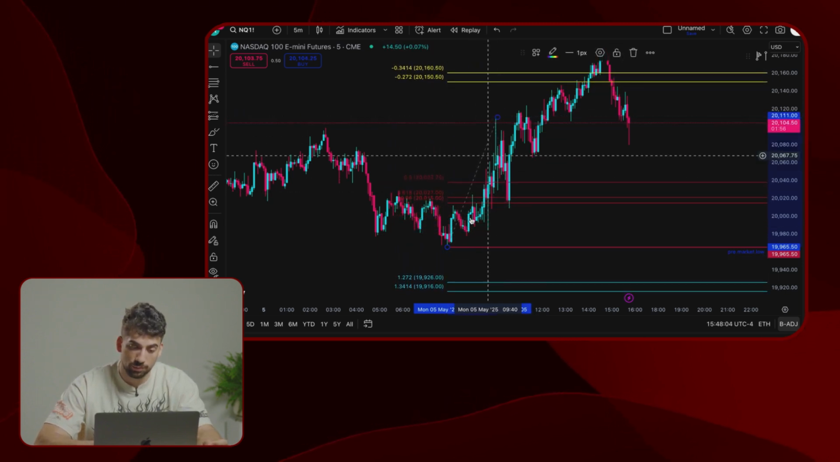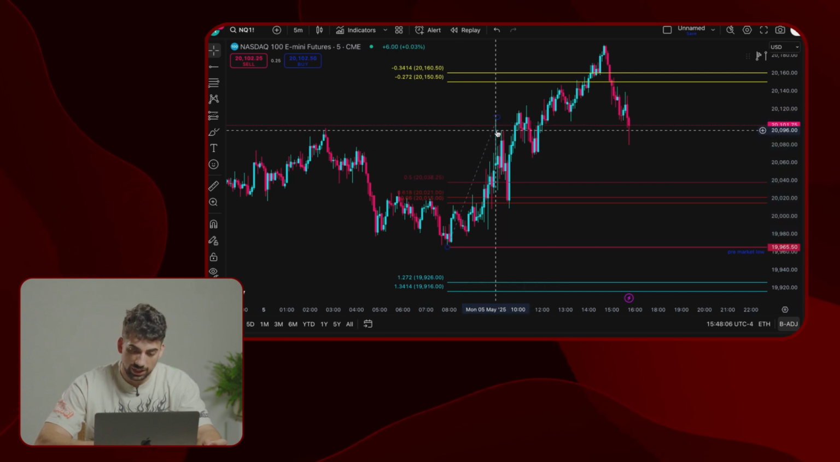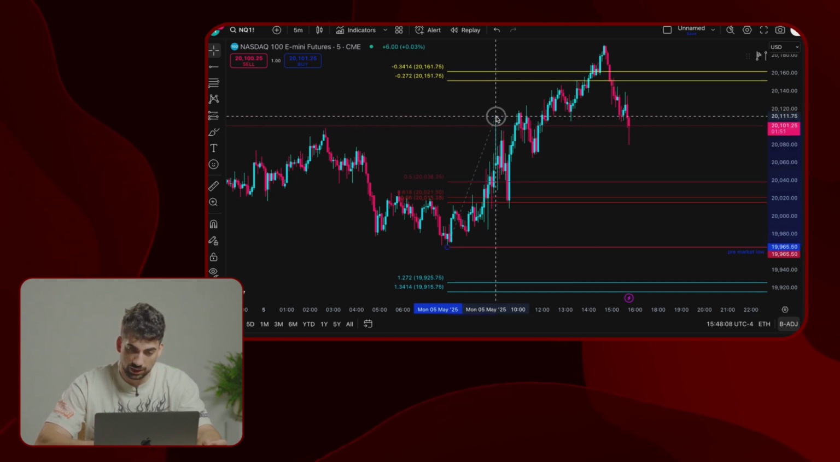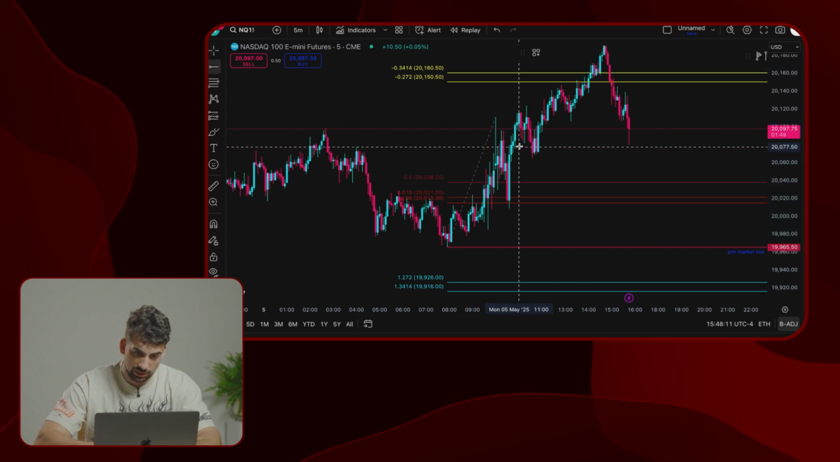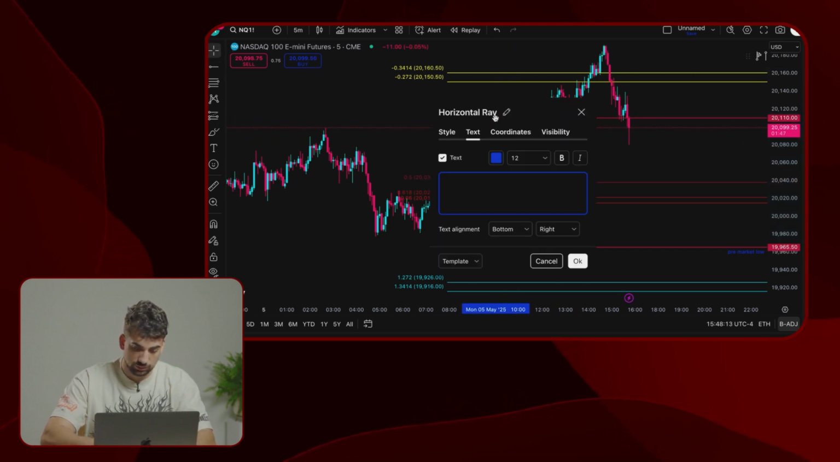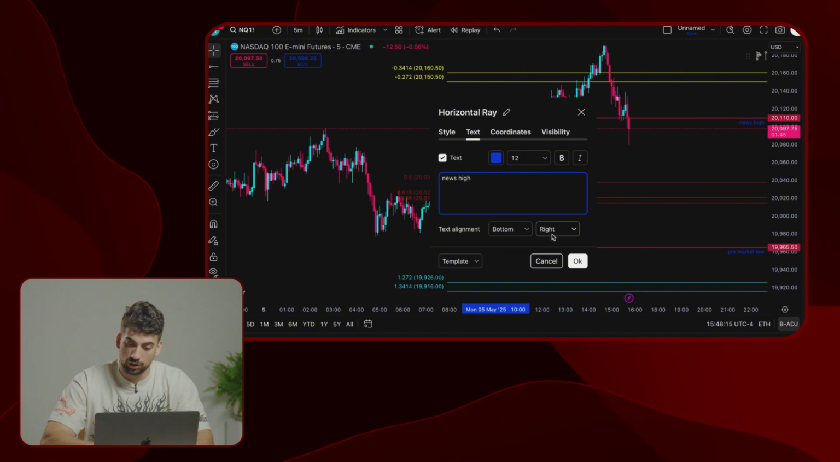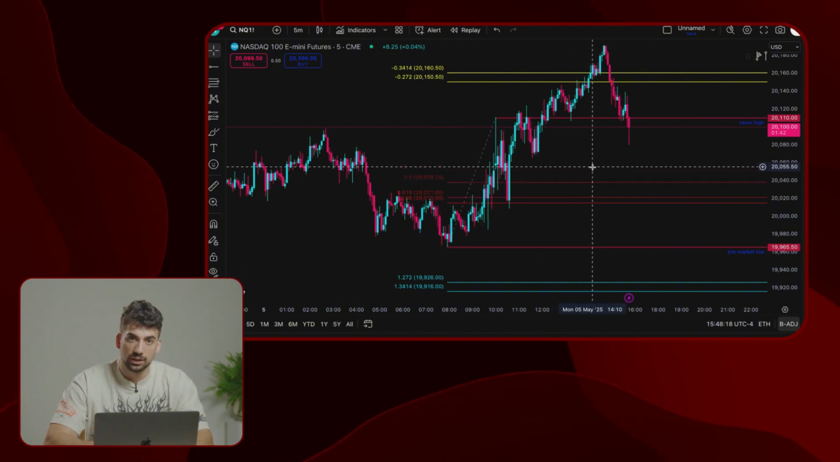So I pull it from the pre-market low to the news high, which was at this 10 a.m. candle news high. Can mark that as well. News high. And marking it will help you slowly make it second nature on when and how to draw them.